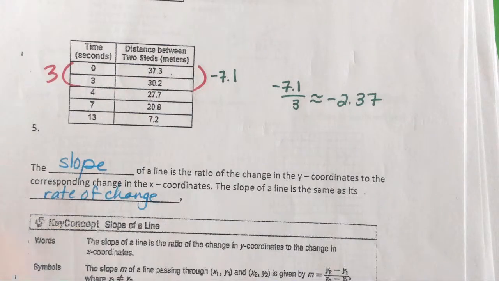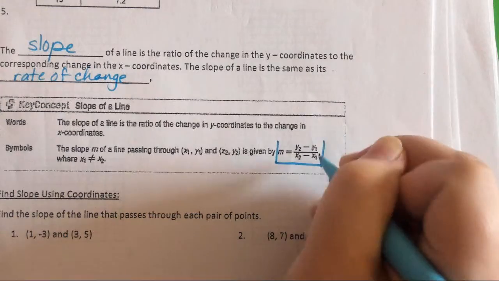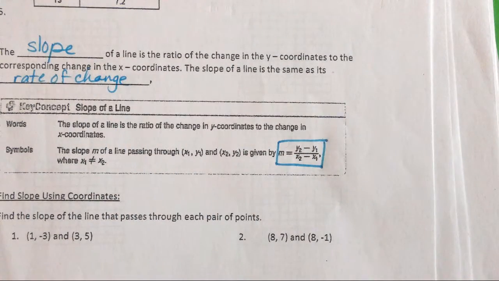Okay, we actually worked a problem yesterday with this slope formula. I assume you know it, but if not, you might want to make sure you circle it. Slope is y2 minus y1 divided by x2 minus x1. And x1 and x2 aren't equal to each other.